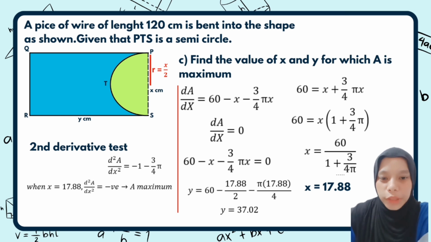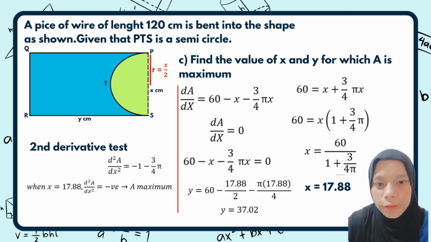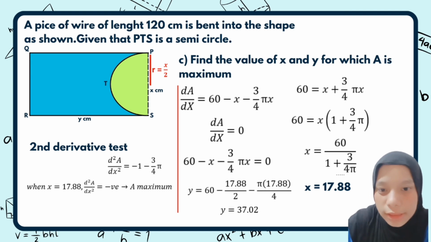For which A is maximum, we need to do the second derivative test on the first derivative that we just did, where we get d squared A over dx squared equals minus 1 minus 3 over 4 pi when x equals 17.88.